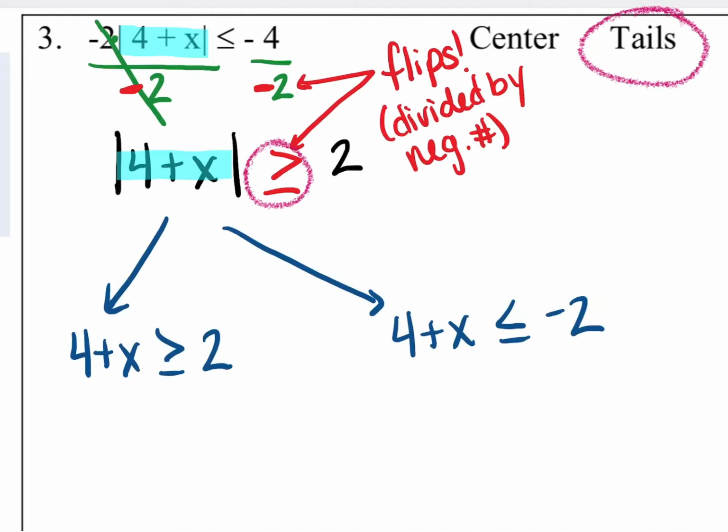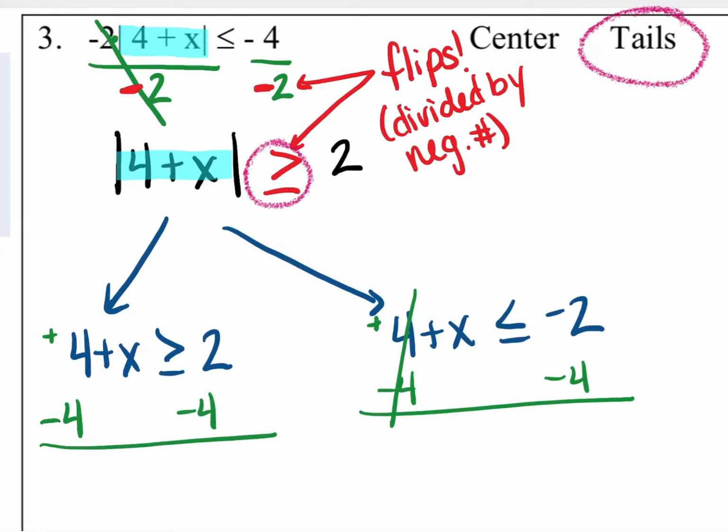Since this is a positive 4, in order to isolate x and solve for x, we're going to apply the inverse, which is to subtract 4. And I'm going to do the same thing to both inequalities, just to speed up the process. So we get x on the left-hand side is greater than or equal to 2 minus 4, which is negative 2, and x is less than or equal to negative 2 minus 4, which is negative 6.